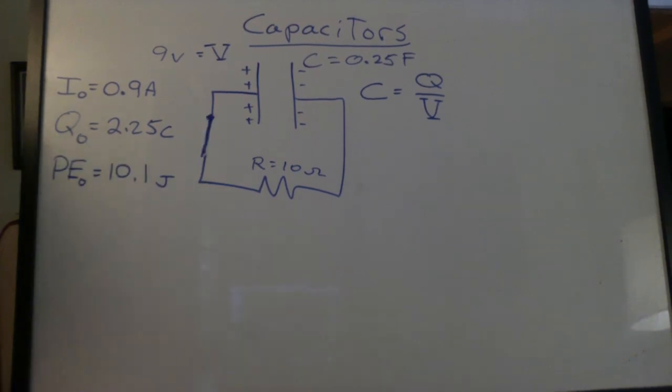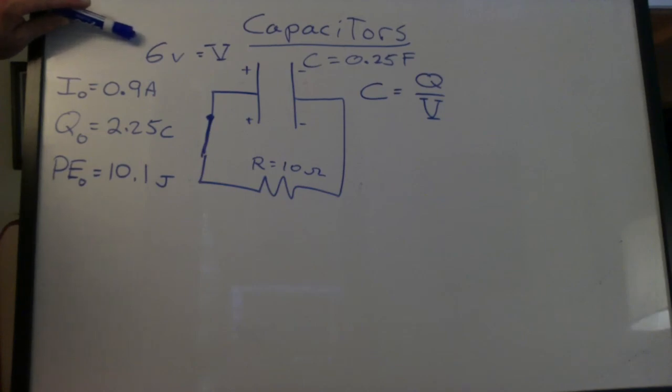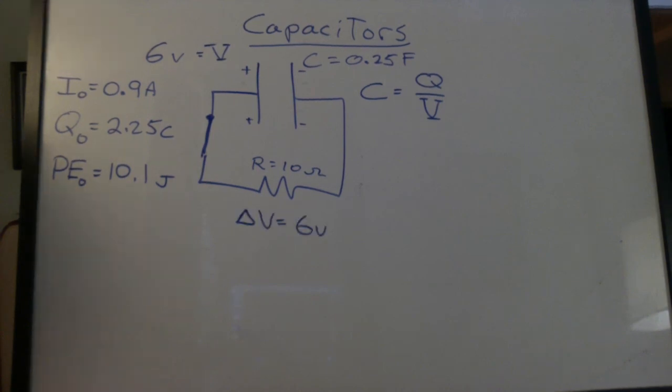We're going to close the switch and current will flow. Positive charges will come off the capacitor and the voltage will start to drop on that capacitor. Let's say we get down to 6 volts. What's the story now? The voltage across the resistor is 6 volts. What's the current? 0.6 amps.